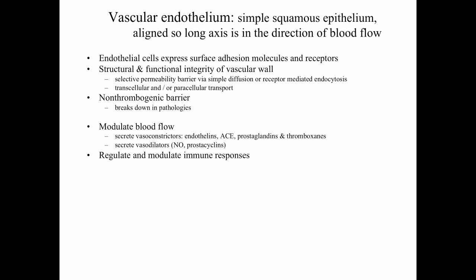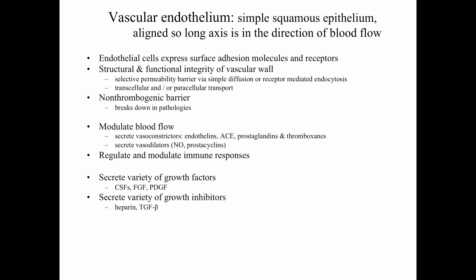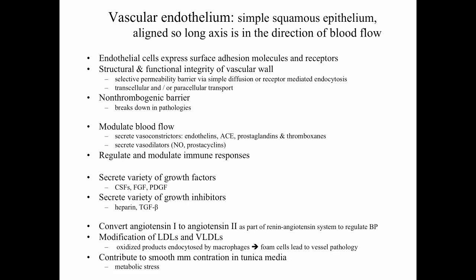The endothelial cells can also regulate and modulate immune responses. Endothelial cells can secrete a variety of growth factors, so different colony-stimulating factors, maybe fibroblast growth factor, platelet-derived growth factor. The endothelial cells can also secrete growth inhibitors, notably heparin and transforming growth factor beta. As you'll learn in physiology, the endothelial cells are very important as part of the renin-angiotensin system to regulate blood pressure because they convert angiotensin 1 to angiotensin 2.